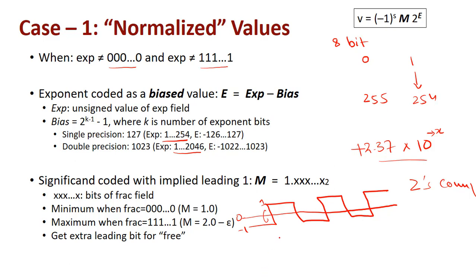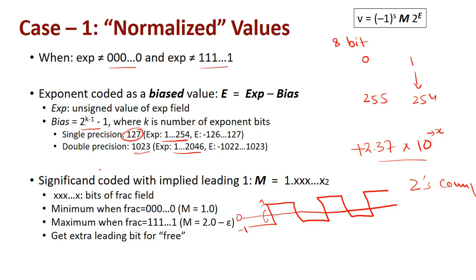The calculation of bias is very simple. The formula for the bias is 2 to the power k minus 1, minus 1. Here k is 8, so 8 minus 1 is 7, 2 to the power 7 is 128, minus 1, and I get a bias value of 127. This is the value of the bias for 8 bits. If we have 11 bits, the size of k is 11, so we have a bias value of 1023.